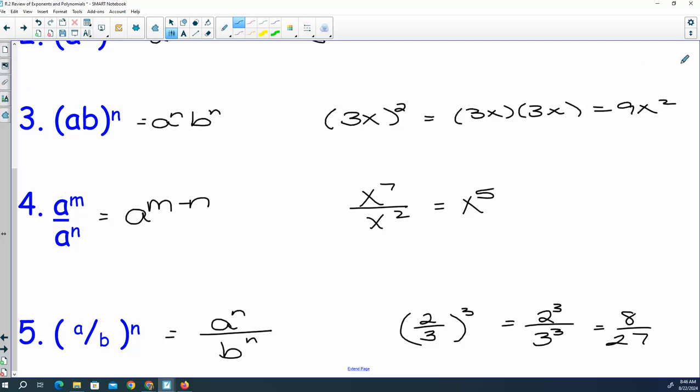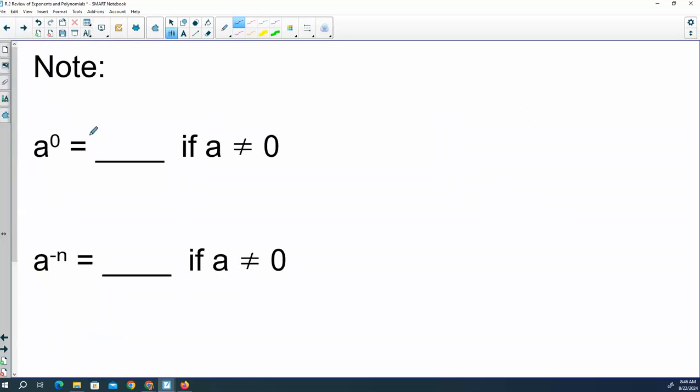Couple other things to do with our exponents. What does anything to the 0 power become? So anything to the 0 becomes 1. It's like saying you have none of them. So we just get a 1 in its place.